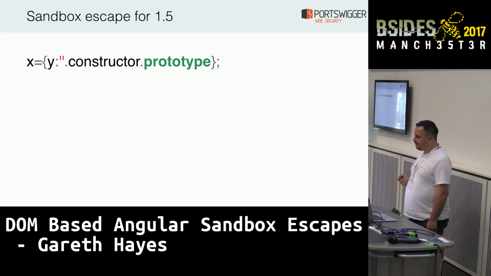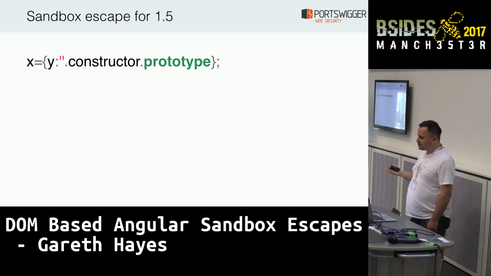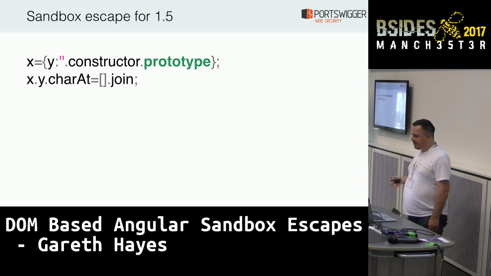And here's a Sandbox escape for 1.5. So we create an object literal. We use a Y property. Normally in Angular in this version, you're prevented from assigning to the string prototype because of my charAt attack. So here I have a reference to the string prototype to get round the check in Angular. And then once I can get access to the string prototype and assign it, I can overwrite the charAt function and call array join. And as we've seen, that breaks the identifier check.